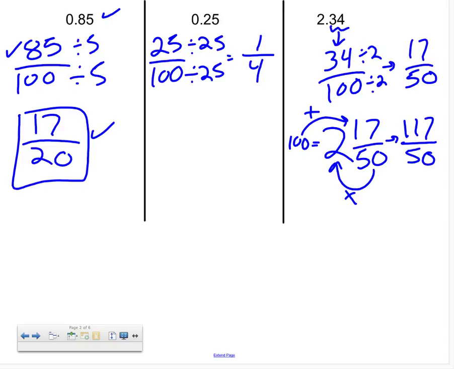Okay? So if you have a number in front of your decimal other than a 0, change it to a mixed number first, and then if you really want to, change that mixed number into a fraction after you have it.